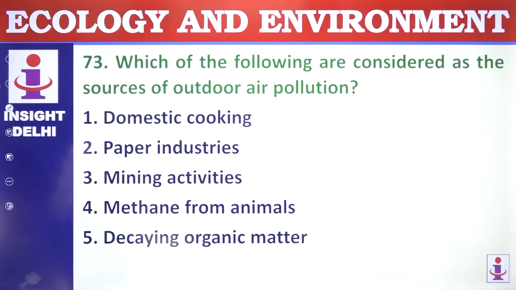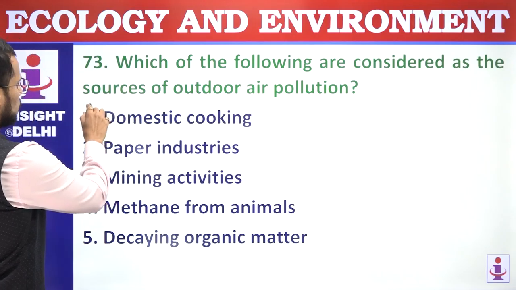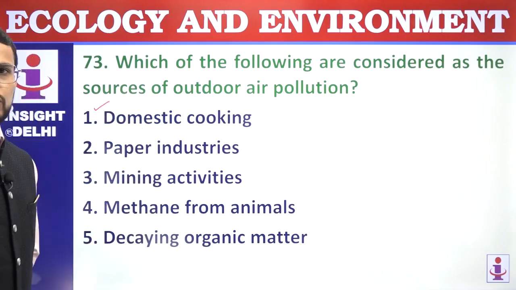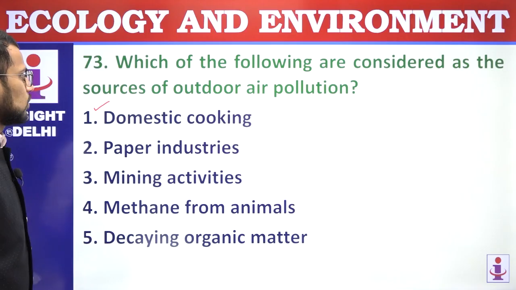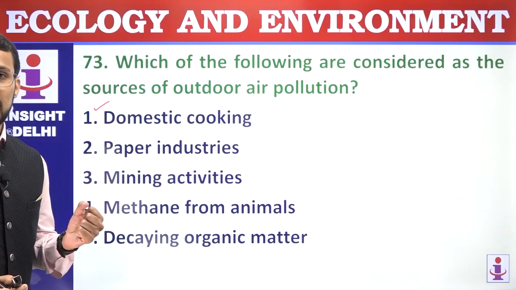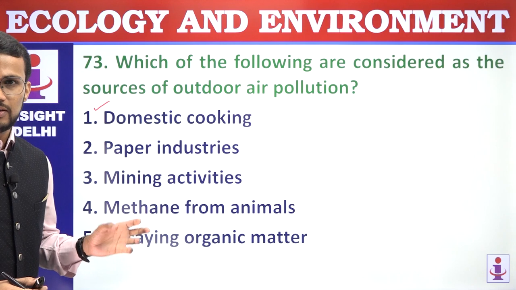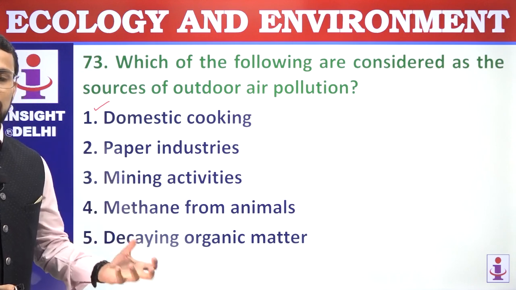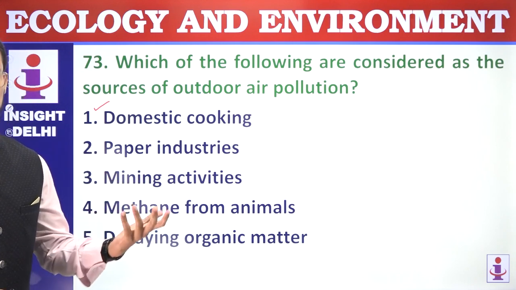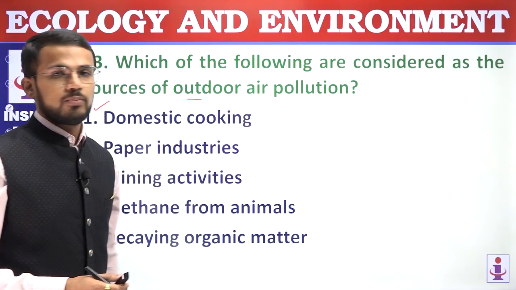73. Which of the following are considered as the sources of outdoor air pollution? So a source of outdoor air pollution is domestic cooking, right? So it can be considered as an outdoor air pollution source, because for domestic cooking we need gases like natural gas or let's say LPG cylinders. So these petroleum gases, when we extract them, that may lead to pollution. Right? And that's why it can be considered as a cause for outdoor air pollution.